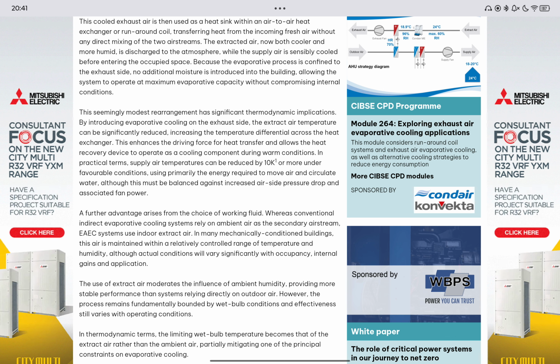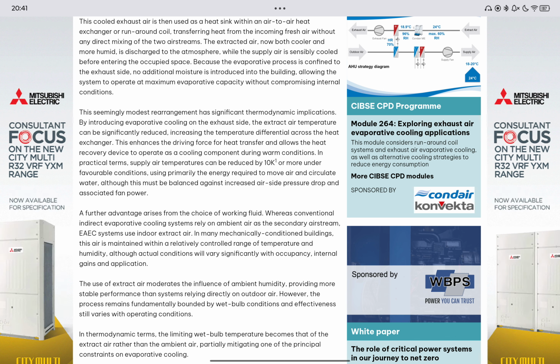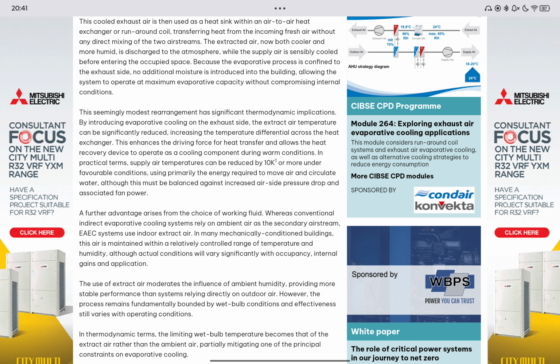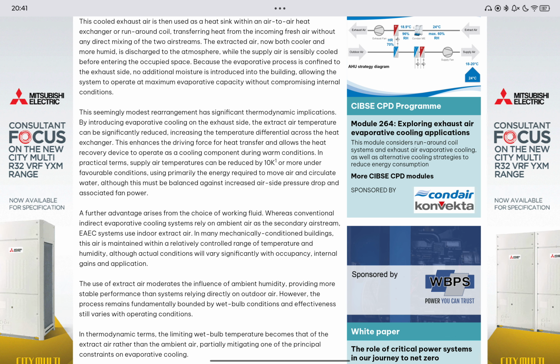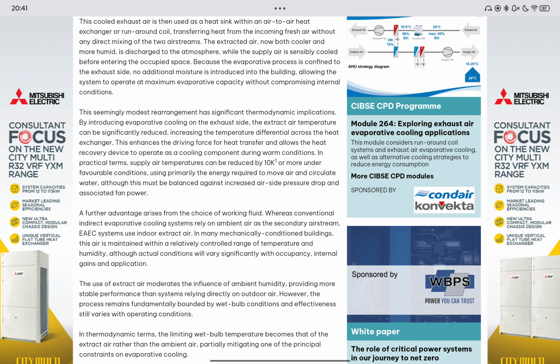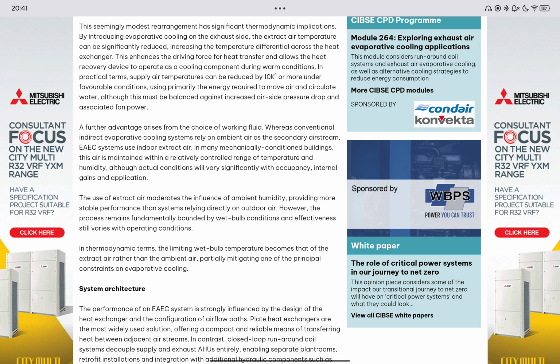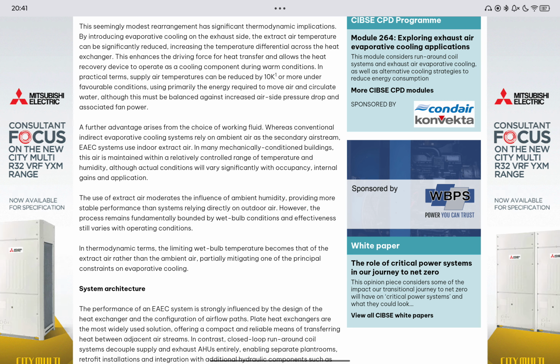By introducing evaporative cooling on the exhaust side, the extract air temperature can be significantly reduced, increasing the temperature differential across the heat exchanger. This enhances the driving force for heat transfer and allows the heat recovery device to operate as a cooling component during warm conditions. In practical terms, supply air temperature can reduce by 10 degrees Kelvin or more under favourable conditions, using primarily the energy required to move air and circulate water, although this must be balanced against increased air side pressure drop and associated fan power.